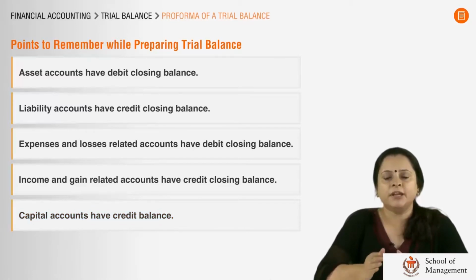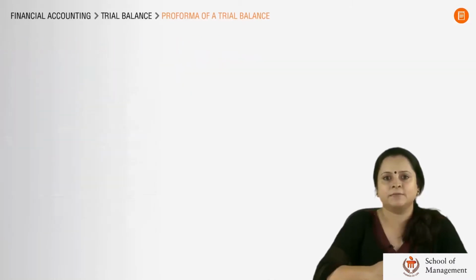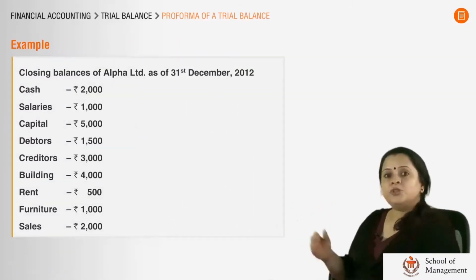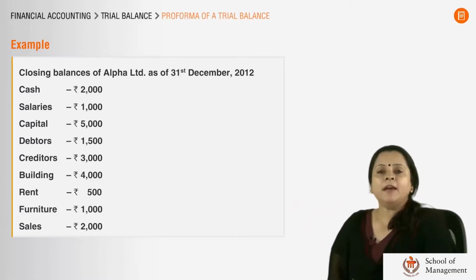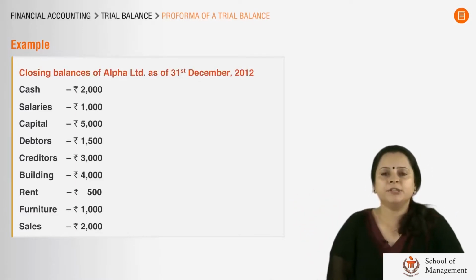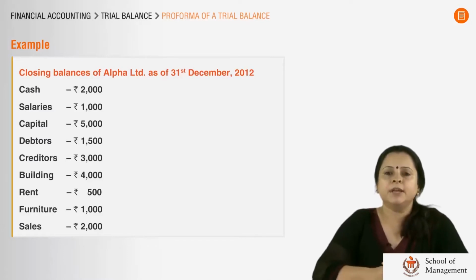If you find that you are getting a different type of balance, for example, the closing balance of an asset account is say a credit balance, please double check the entries before transferring the balance to the trial balance. Otherwise, there is a very high possibility that your trial balance might not tally. Let us now try to prepare a trial balance for the example that you see on your screen. We have to prepare a trial balance for the closing balances of Alpha Limited as of 31st December 2012.